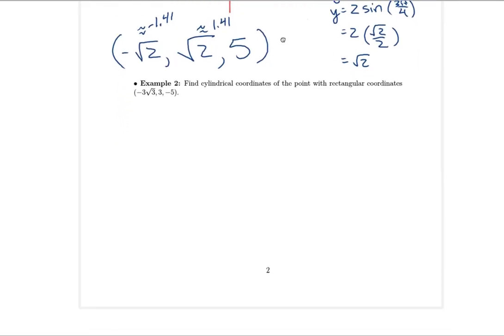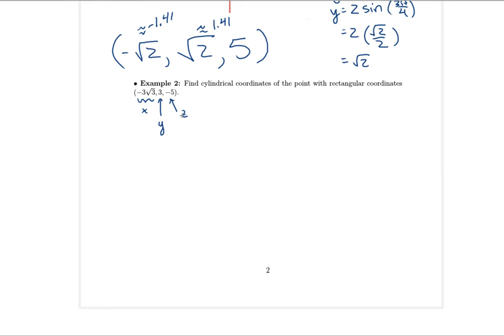All right, so let's look at example 2. It wants us to find the cylindrical coordinates of the point indicated here that has these rectangular coordinates. Okay, so this here is my x. Get my different color here. This is my x. That's my y, and that's my z.